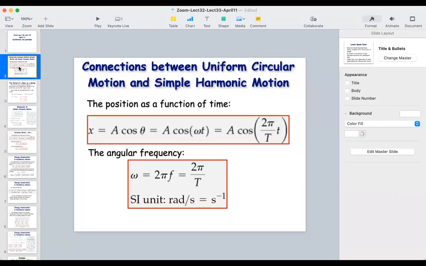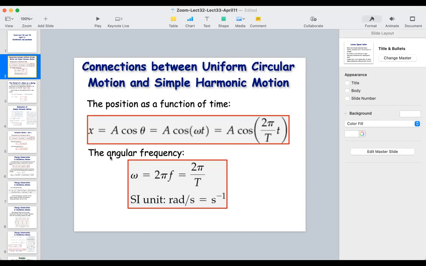Okay, so what we saw last time was the connection between the uniform circular motion and the simple harmonic motion. We defined the position as a function of time as x equal to A cosine of theta. Theta we defined as equal to omega t, where omega is the angular velocity. And omega we know is 2 pi divided by T, where the capital T is our period, the time that it takes to do an entire circle or to make an entire wave.